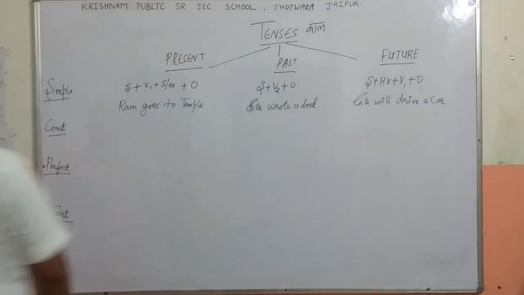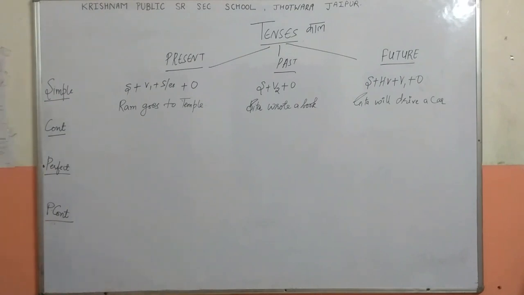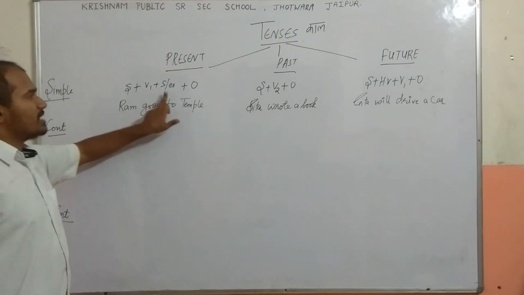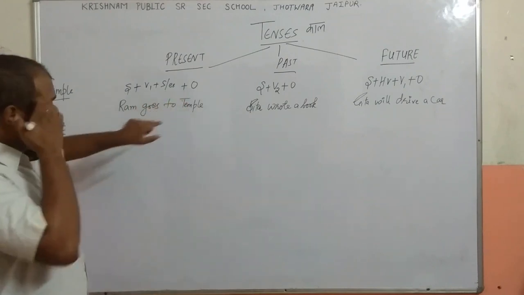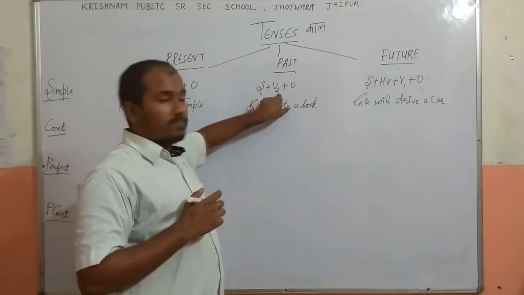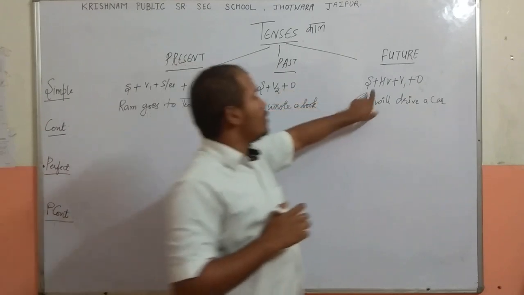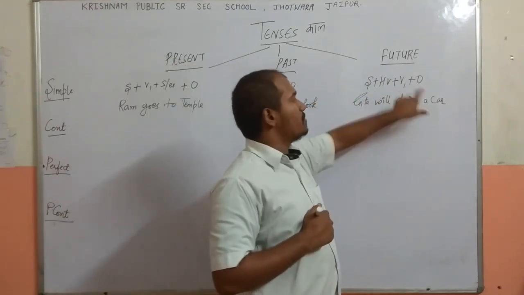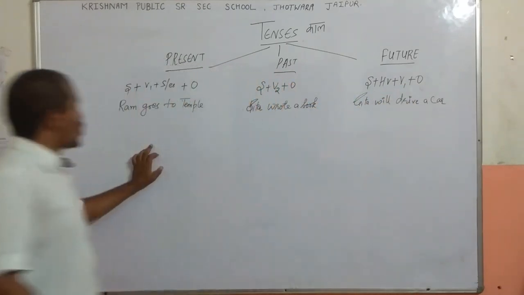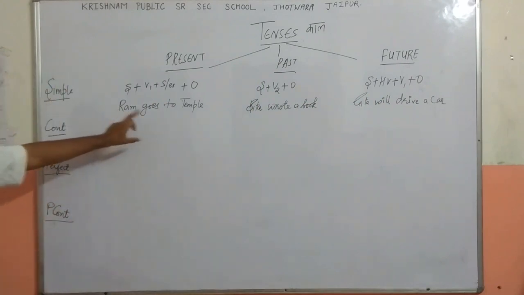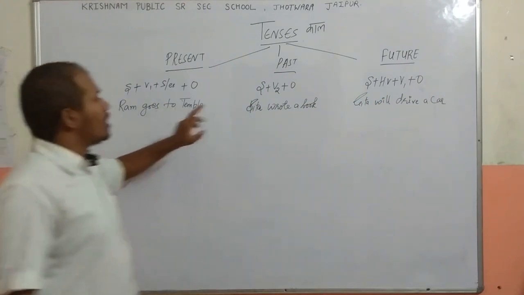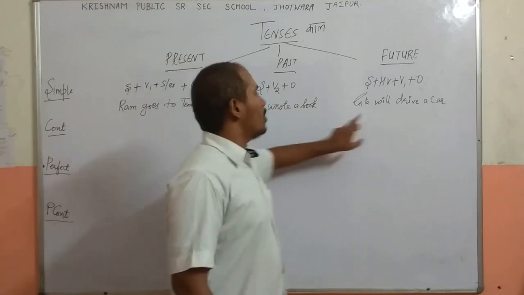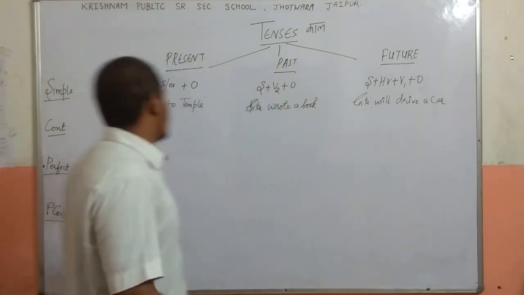You take the time to read this. We use subject plus verb's first form plus S or ES plus object. We use subject plus verb second form plus object. We use subject plus helping verb plus verb's first form plus object. We took: Ram goes to school. Sita wrote a book. Geeta will drive a car.